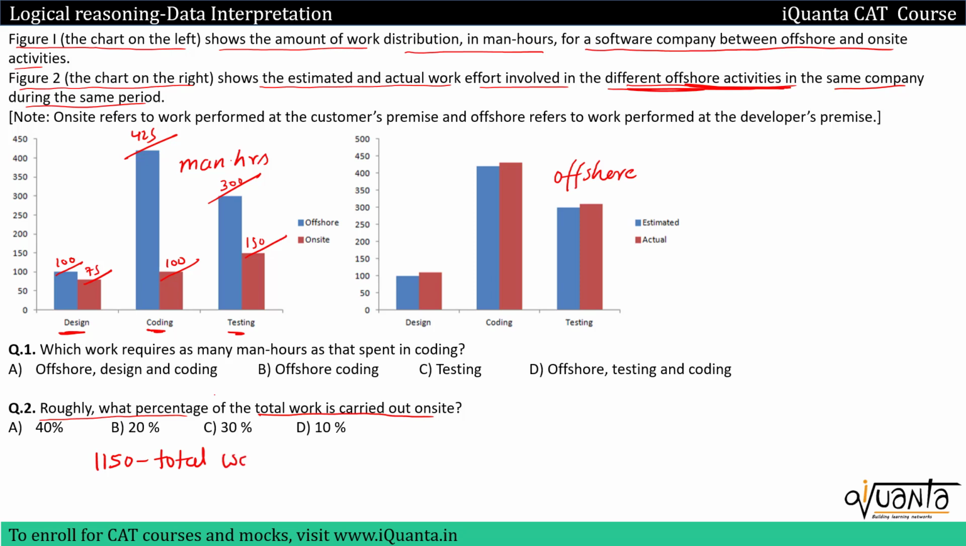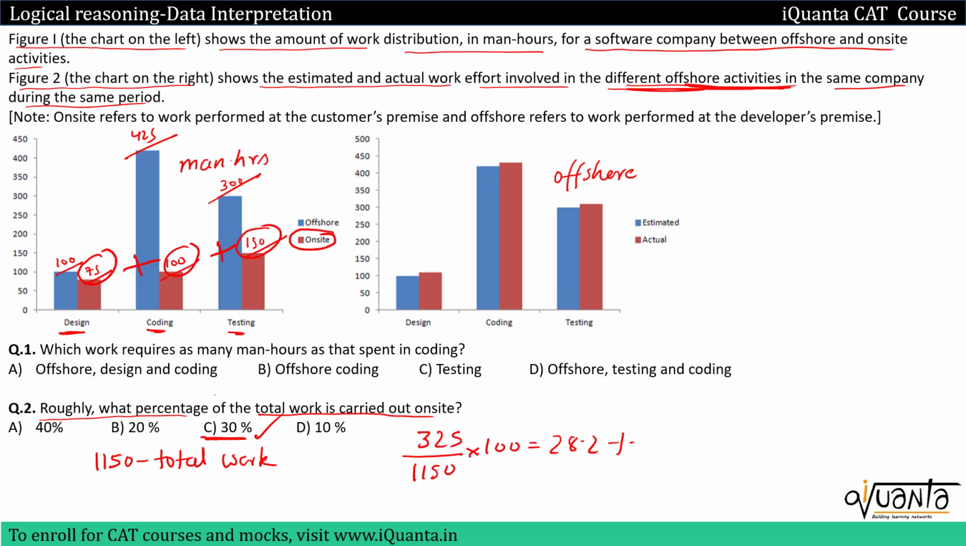Okay, and it is asking us what percentage of total work is carried out on site. So for on site, we'll be adding the data of the red region. That means 75 plus 100 plus 150. 100 plus 75 gives us 175, plus 150, that gives us 325. So percentage will be 325 upon total, into 100, that gives us somewhat close to 28.2%. Okay, so which is the closest option to 28.2%? It is option C. This will be the correct answer.